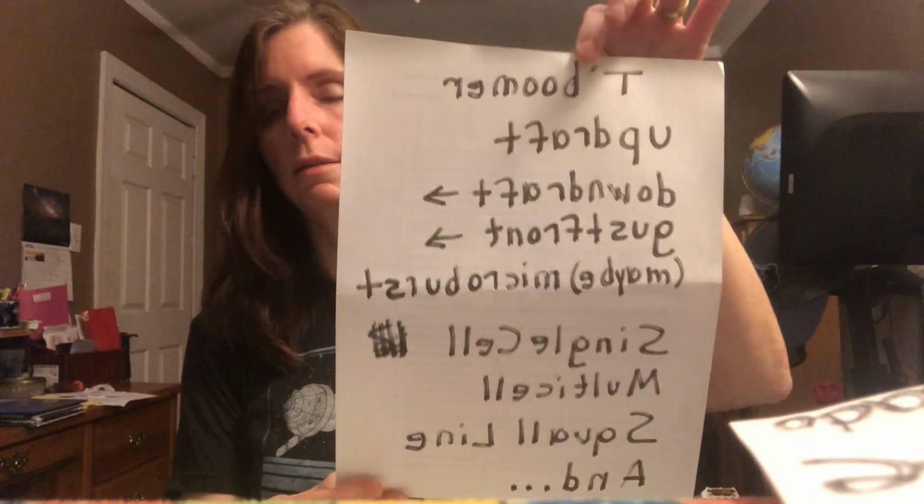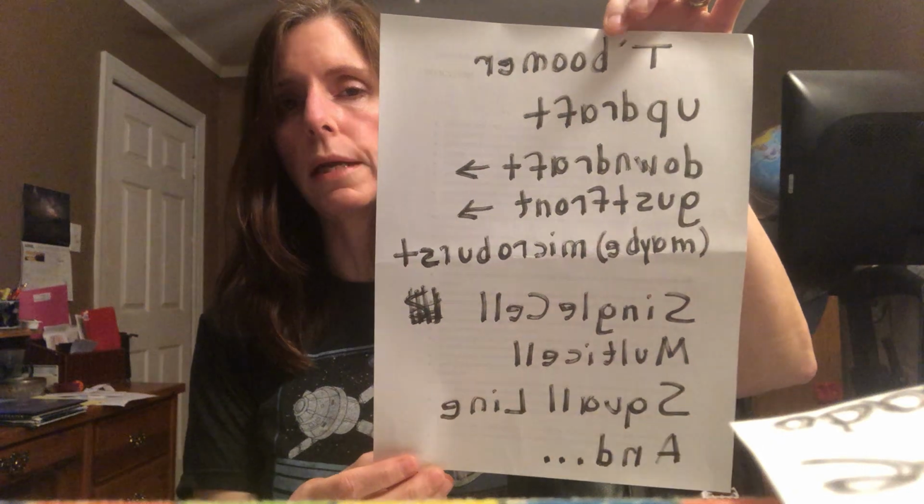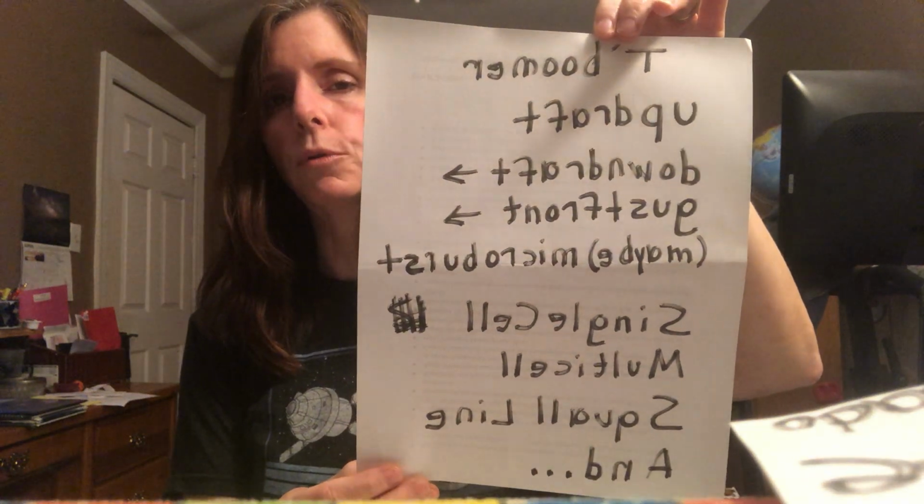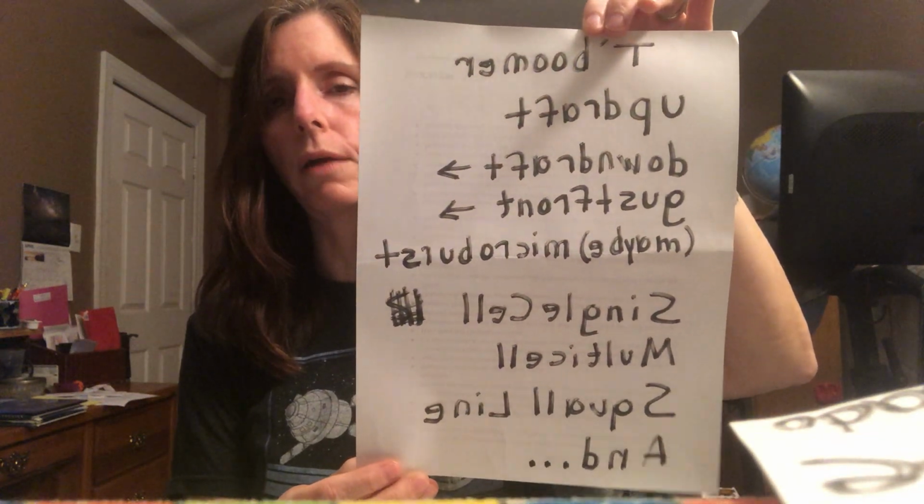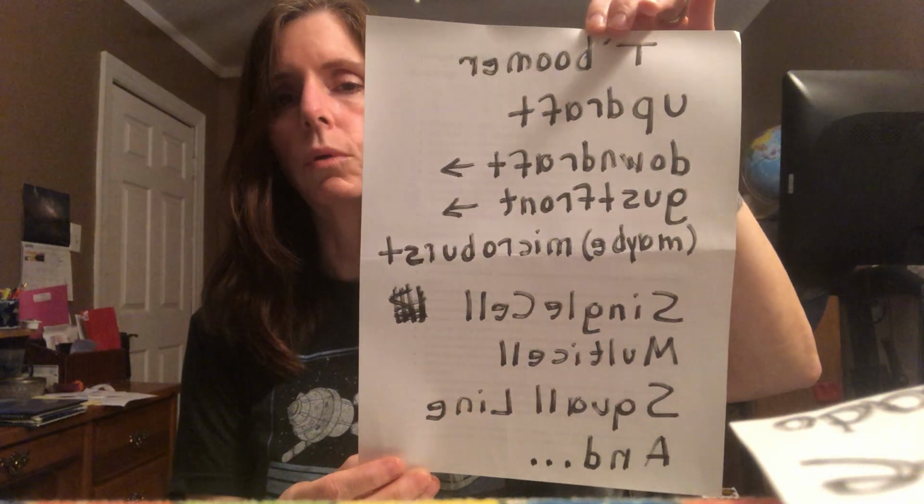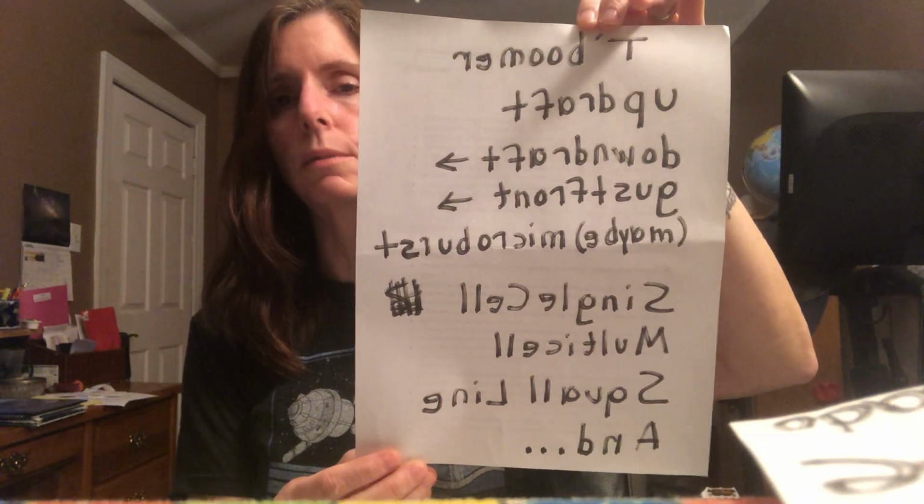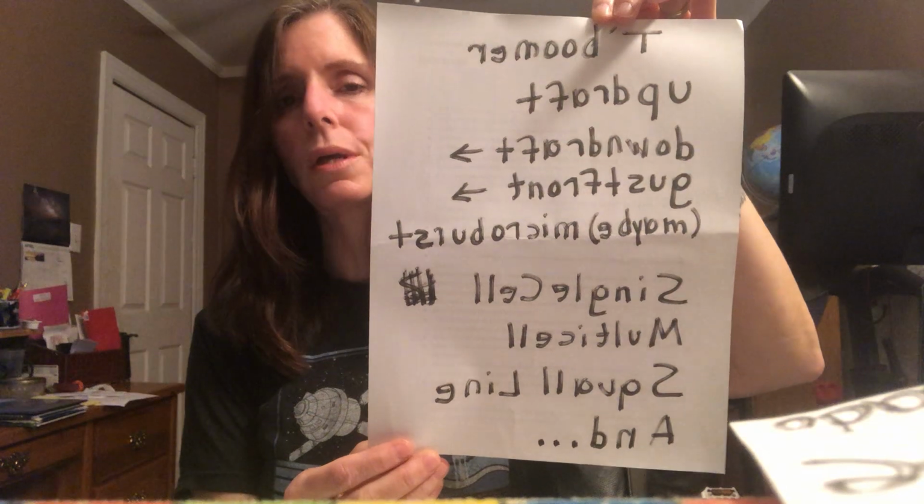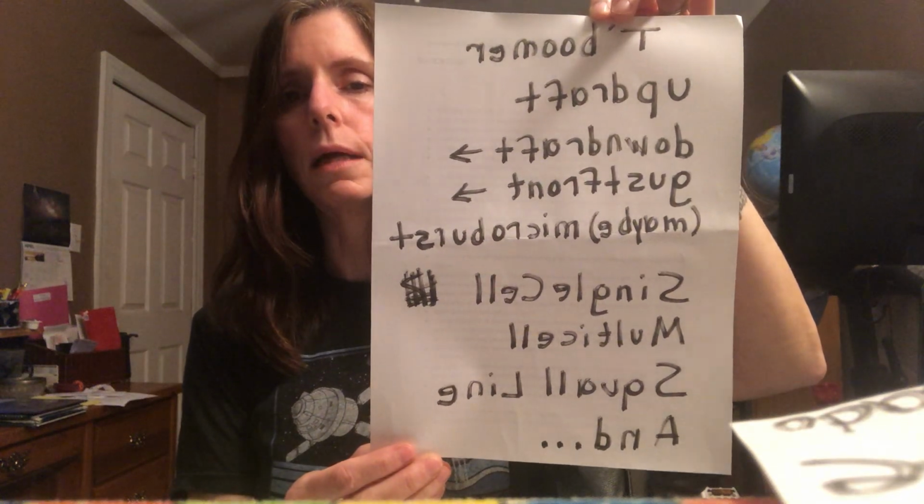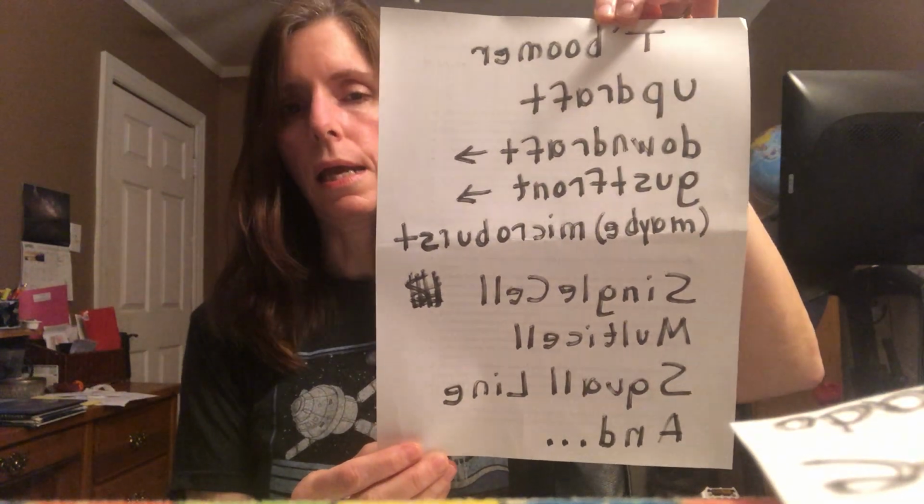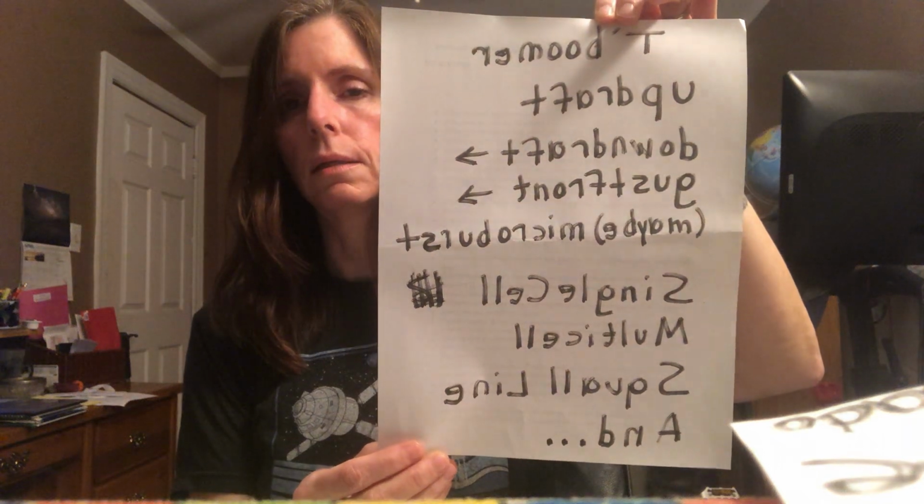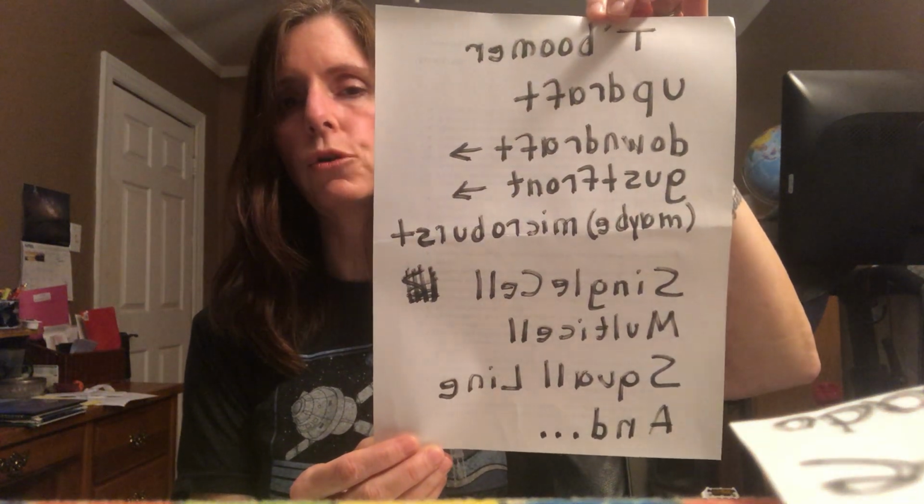So here's our first list when we're talking about thunderstorms. Here we've got the updraft, a downdraft. Downdrafts will lead to gust fronts and possibly what's called a microburst. We're going to talk about single cell, multi-cell, and squall line thunderstorms, among others, but that's what we're going to start with today.